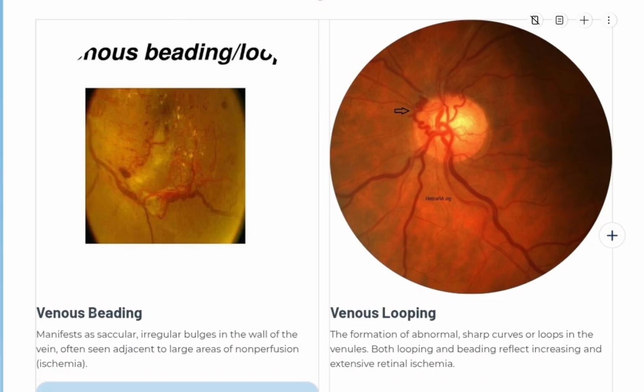The other important sign is venous beading or venous looping. As we have studied in the pathogenesis of diabetic retinopathy, the vessel basement membrane becomes more thick and their structure becomes more fragile. So the beading occurs, compared to a normal vessel, because of the fragility of the vessel wall due to the accumulation of glucose. This beading-like appearance occurs, and looping may occur, as you can see in this picture. Both of these reflect increased extensive retinal ischemia.